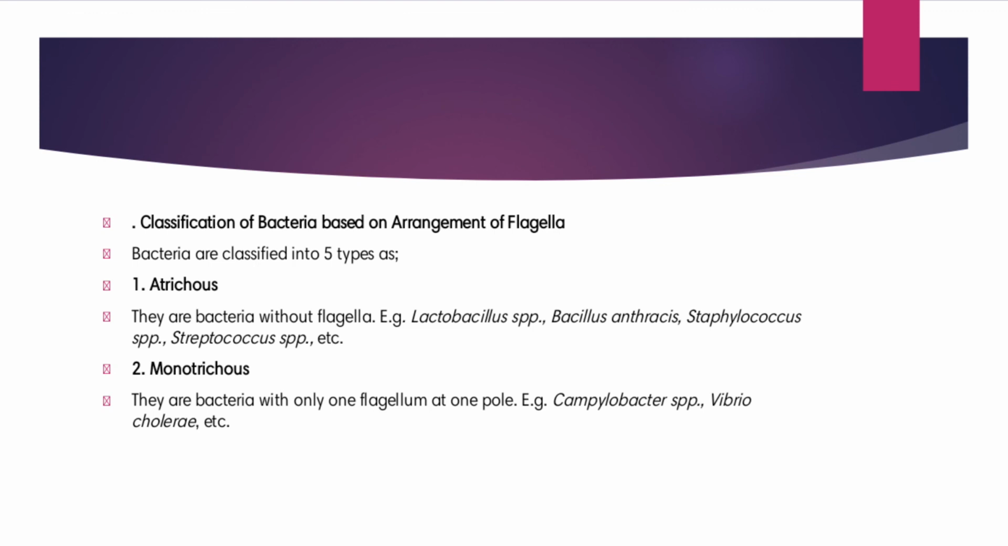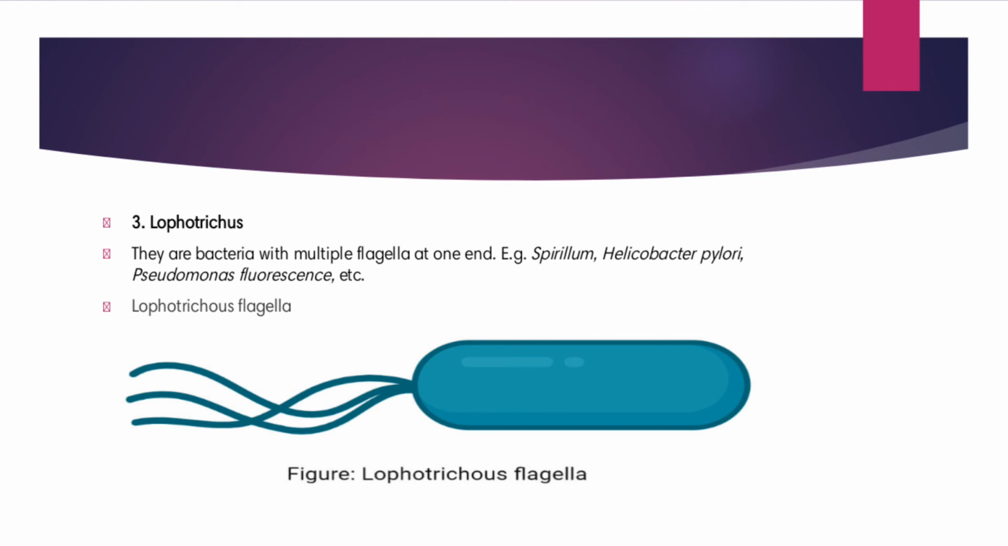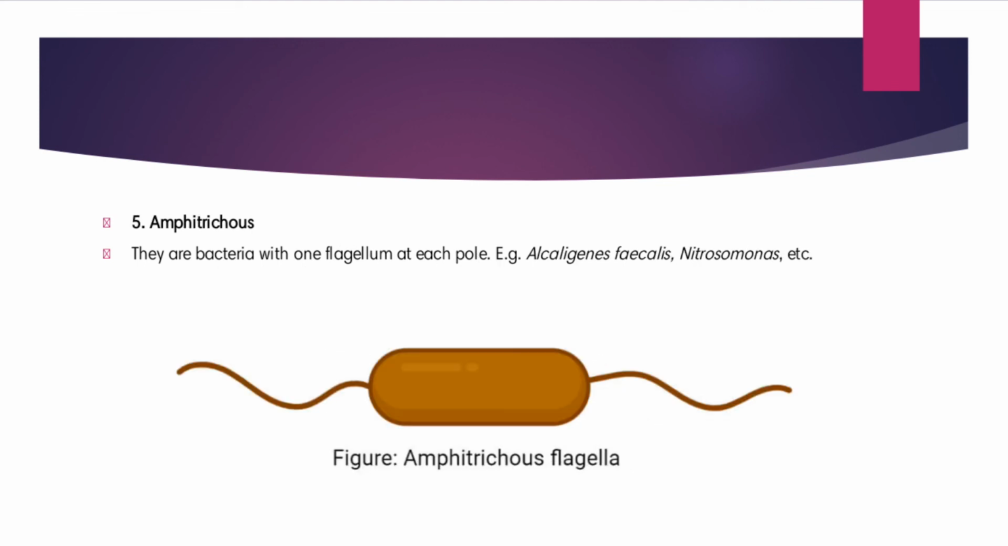Classification of the bacteria based on the arrangement of flagella. Atrichous bacteria are without flagella. Example: Lactobacillus, Staphylococcus, Streptococcus. Monotrichous bacteria have one flagellum at one pole. Example: Campylobacter, Vibrio cholerae. Lophotrichous bacteria have multiple flagella. Example: Spirillum, Helicobacter. Peritrichous bacteria have multiple flagella projecting in all directions. Example: E. coli, Klebsiella, Proteus, Salmonella. Amphitrichous bacteria have one flagellum at each pole.